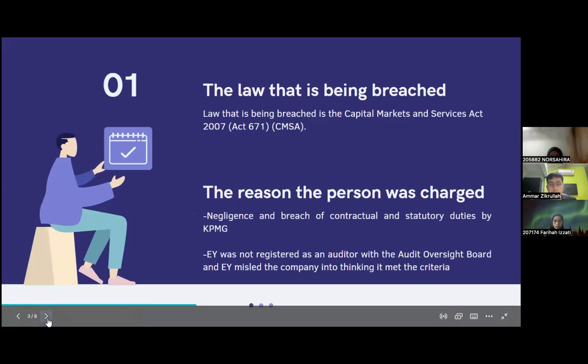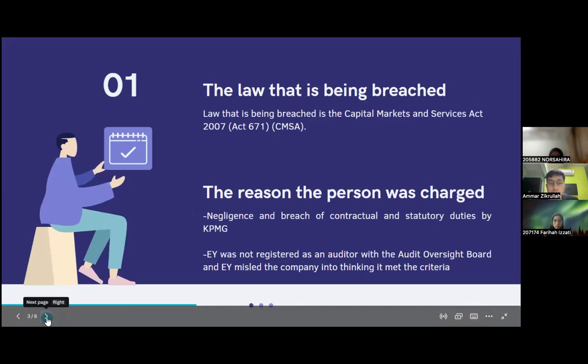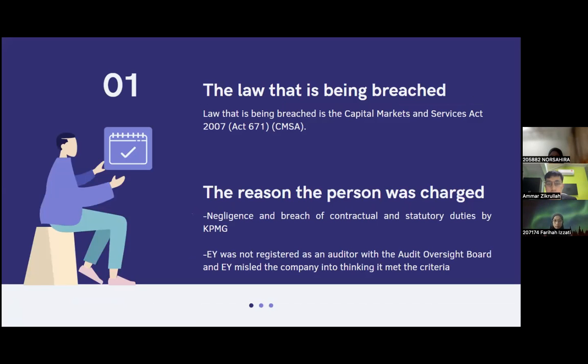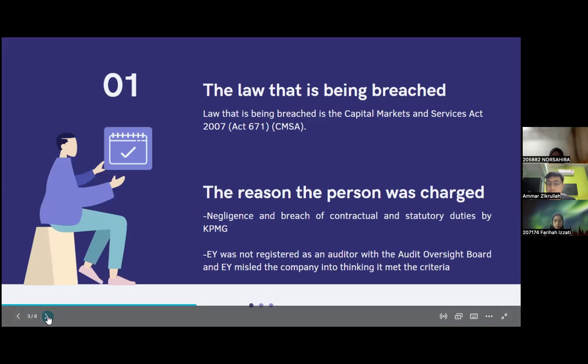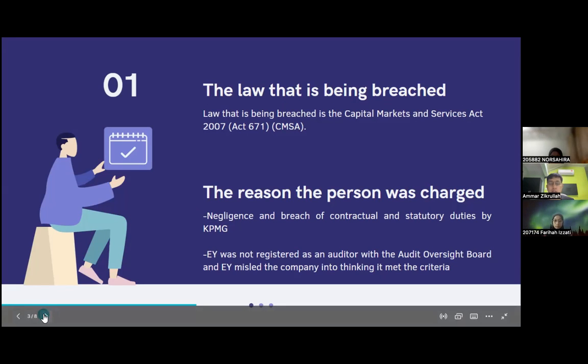So we are moving on to the first question. What are the laws that were breached by the auditor of Serba Dinamik? The law that was breached is the Capital Markets and Services Act 2007, which is Act 671. The next question is, what are the reasons the person was charged? First is negligence, and breach of contractual and statutory duties by KPMG. The second point is that EY was not registered as an auditor with the Audit Oversight Board, and EY misled the company into thinking it met the criteria.